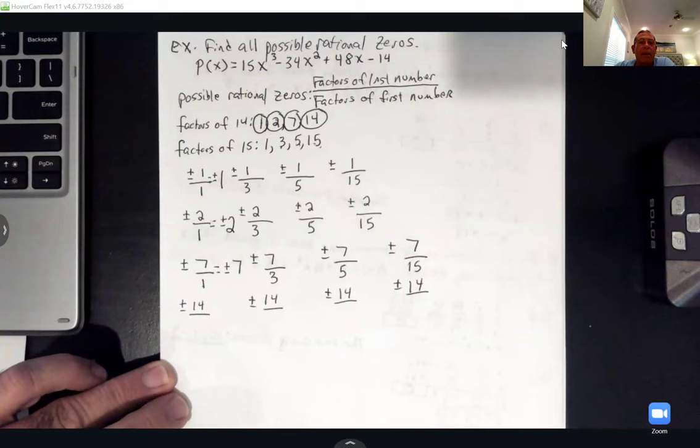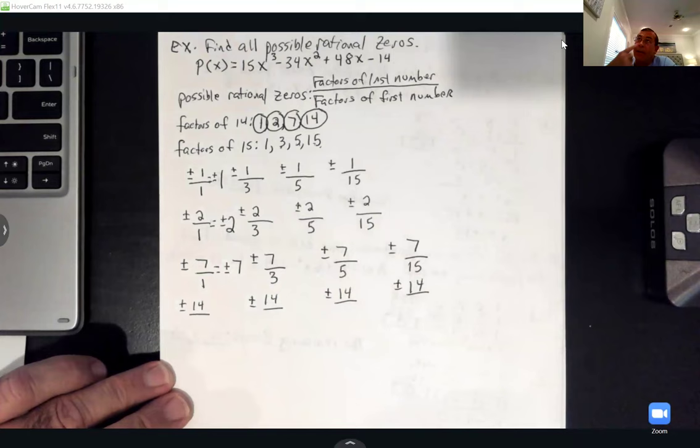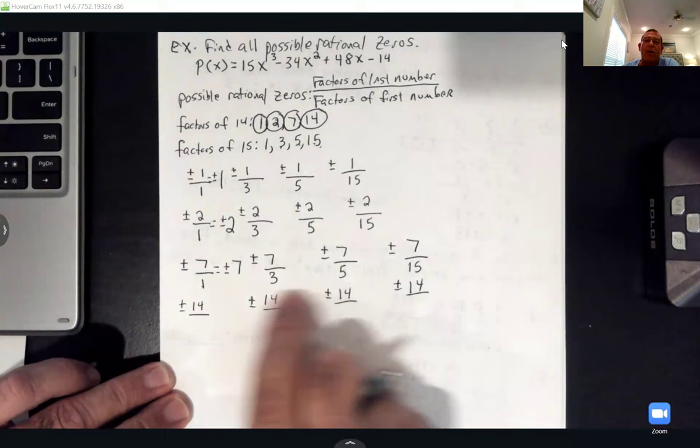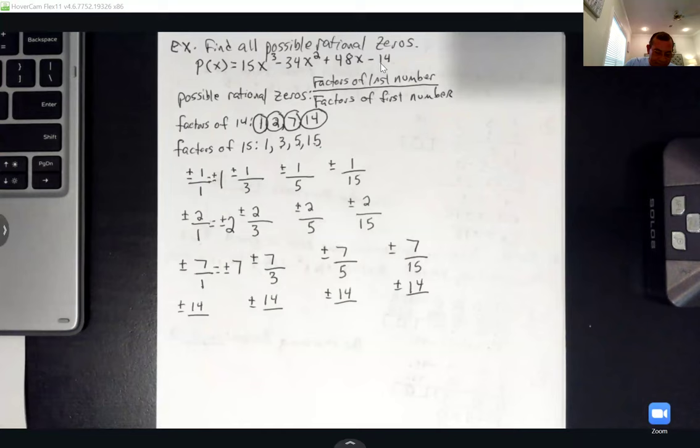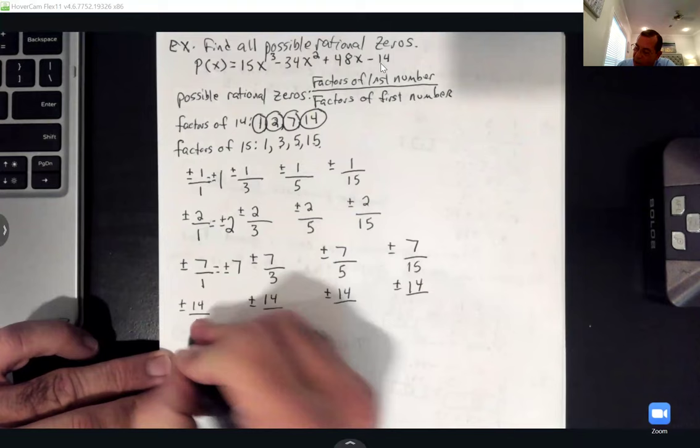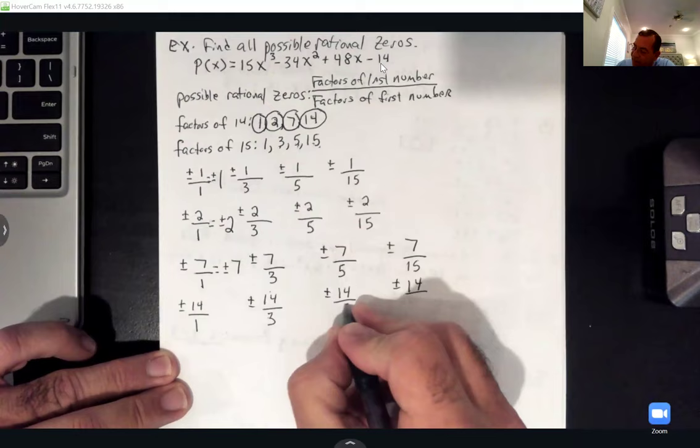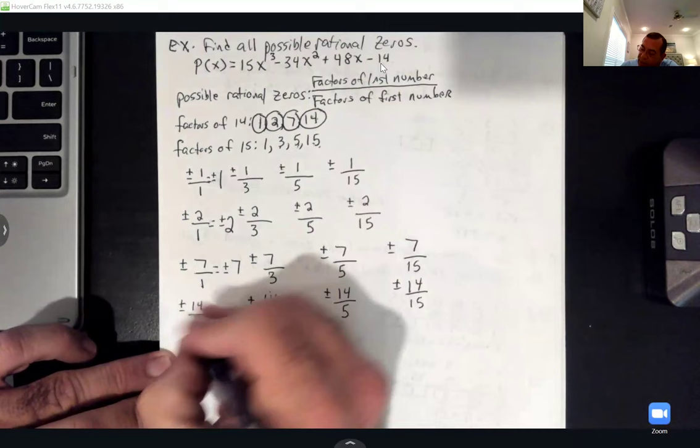And really, I don't know why we do this method anymore since we do have graphing calculators, but I guess it's for people that don't have a graphing calculator. They can still do this stuff in the old school method. Okay, so, all right, take all these numbers and divide by 1: 14 divided by 3, 14 divided by 5, and then 14 divided by 15. And once again, this one will reduce to a plus or minus 14.